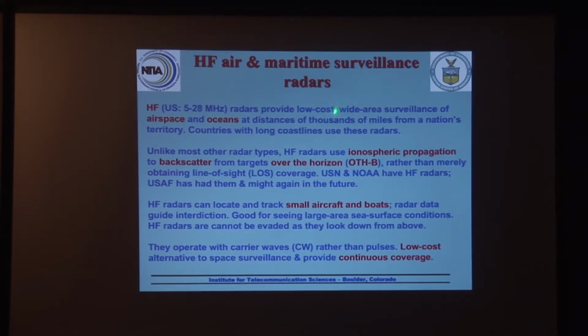HF radars are really neat because they don't cost very much money, and as we'll see in a moment, they provide extremely wide area surveillance of both airspace and oceans at distances of thousands of miles from a nation's territory. Countries with long coastlines such as the United States and Australia are able to really take advantage of this type of technology. Now, unlike pretty much any other radar types, HF radars use ionospheric propagation to get energy way out over the horizon and backscatter it from targets, and these are called OTHB systems. And this means that they don't just get line of sight coverage, which is what all the other types of radars we're going to look at today do get.